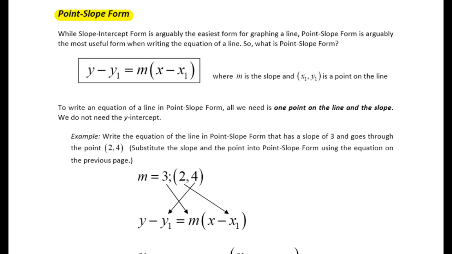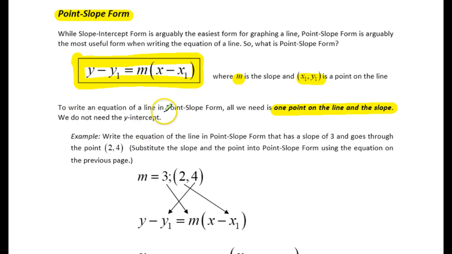Alright, so instead of y equals mx plus b, this is now the point slope form. It's y minus y1 equals m times, in parentheses, x minus x1. And once again, m is still the slope, and x1, y1 is the point on the line. Okay, so that's the point they're going to give you. It's not the intercept point, but just another random point on the line. Alright, so once again, to write an equation in point slope form, all you need is one point on the line, any point, but you still need the slope. We do not need the y-intercept, because if we had the y-intercept, you would use slope-intercept, not point slope.